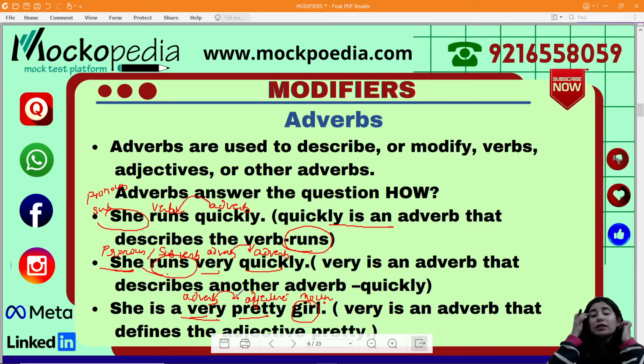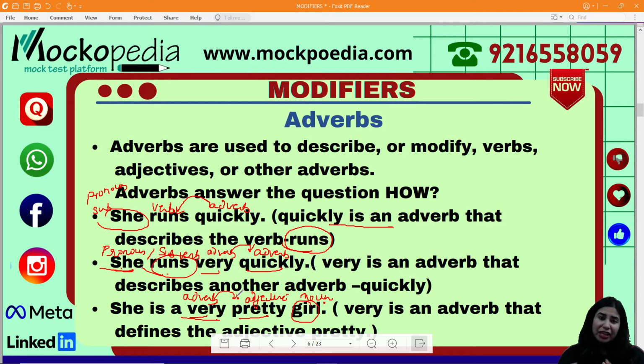If you take a look at the three sentences, in the first sentence, quickly is an adverb which is qualifying a verb. In the second one, very is an adverb that's qualifying another adverb. And in the third sentence, very is an adverb that's qualifying an adjective, pretty, right? So I hope you are clear with the understanding of what adverbs do.